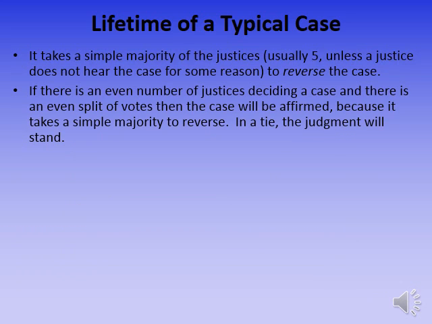If there's an even number of justices deciding a case and there's an even split of votes, then that case is going to be affirmed because you need a simple majority to reverse it. So if you have a tie, the judgment will stand. We will affirm it. And so it takes a majority to reverse the case. And if we don't get that majority, it will stand like it is when it got to the court in the first place.